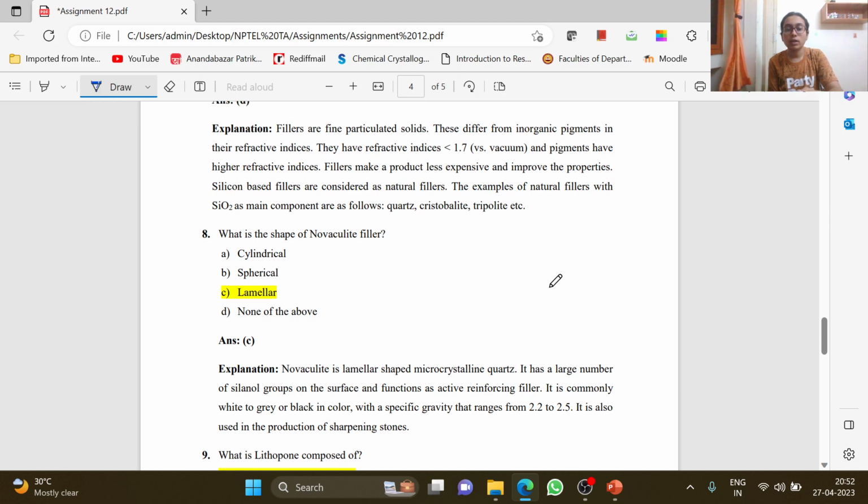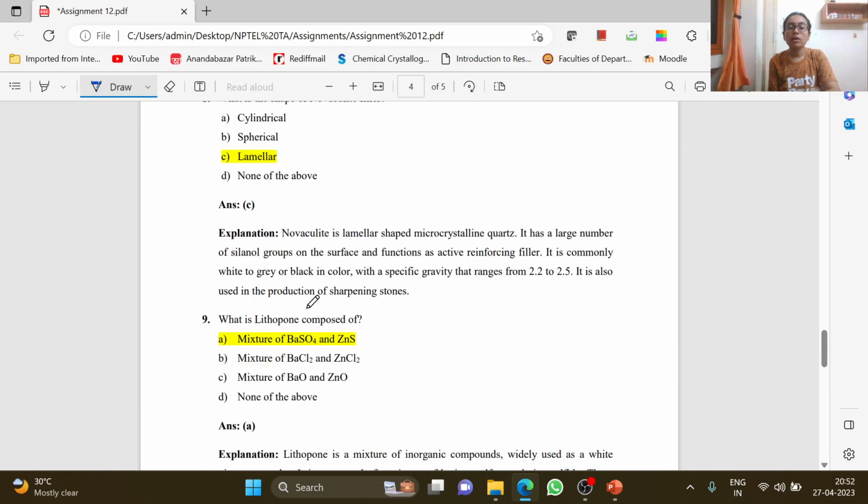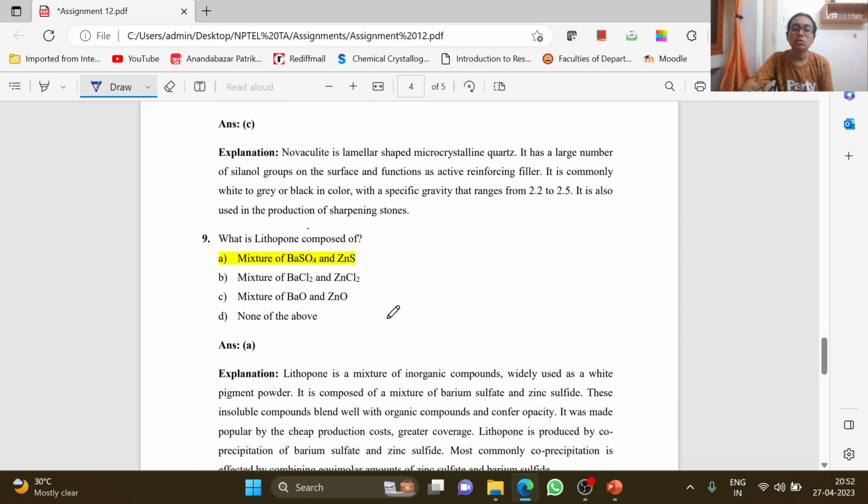Then what is the shape of novaculite filler? Novaculite is also one kind of filler. The shape is lamellar. Novaculite is a laminar shaped microcrystalline quartz. It has a high number of silanol groups on the surface and functions as an active reinforcing filler. It is commonly white to grey to black in color with a specific gravity that ranges from 2.2 to 2.5. It is also used in the production of sharpening stones.